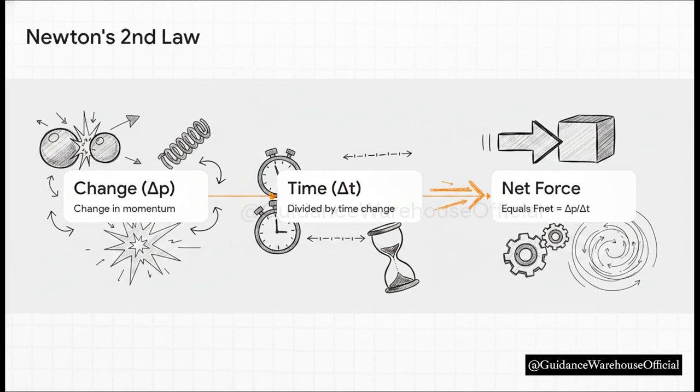Step 1, you take the change in momentum. That's delta P. Step 2, you divide it by the change in time, delta T. Step 3, this equals the net force. F net equals delta P over delta T. So, the ultimate takeaway here is this. Force is intimately related to how quickly you change an object's momentum.